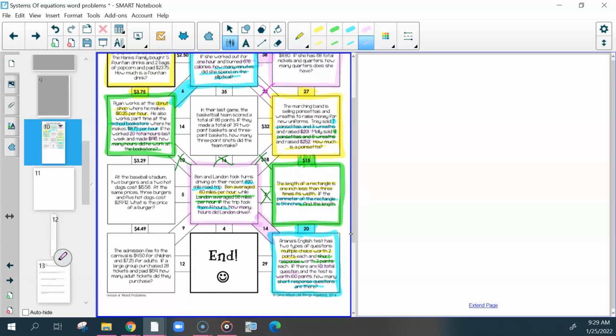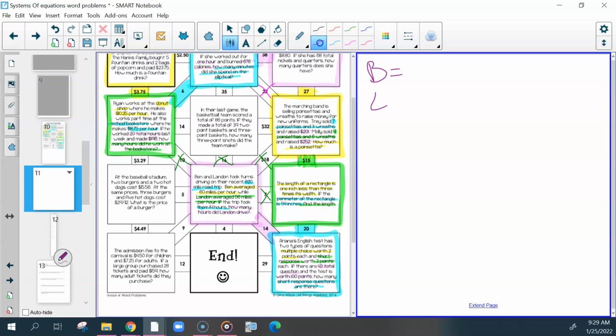Right. So you can call this B and L, X and Y, whatever variables you want. We now have all of our choices again. So we'll set this up and then we'll decide how we want to solve this. What would these represent? The amount of hours each person drove.